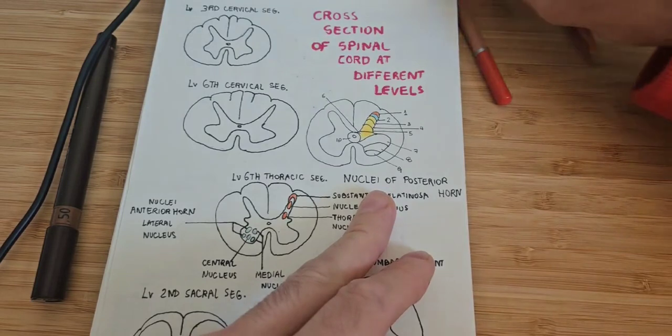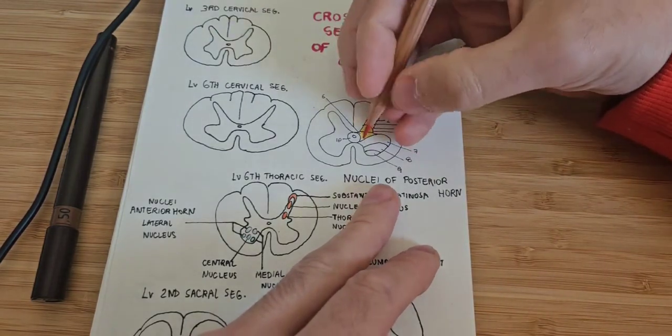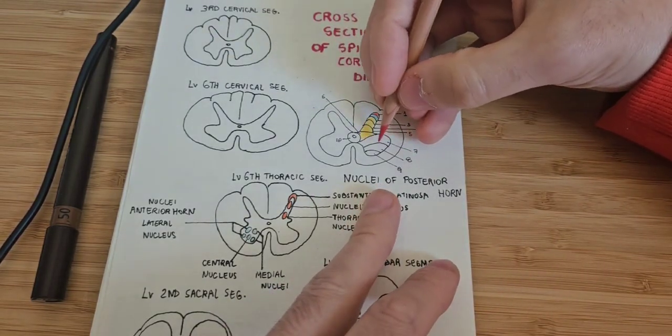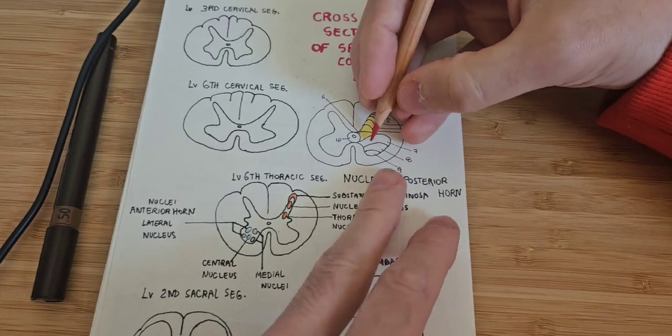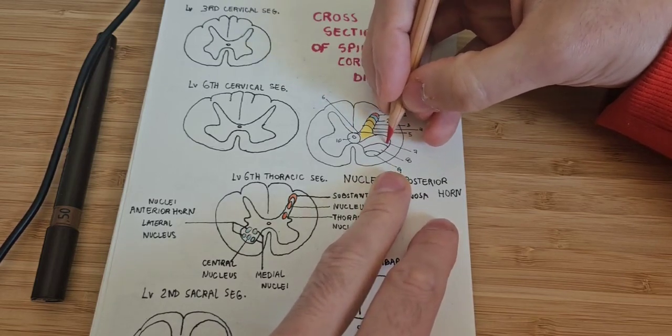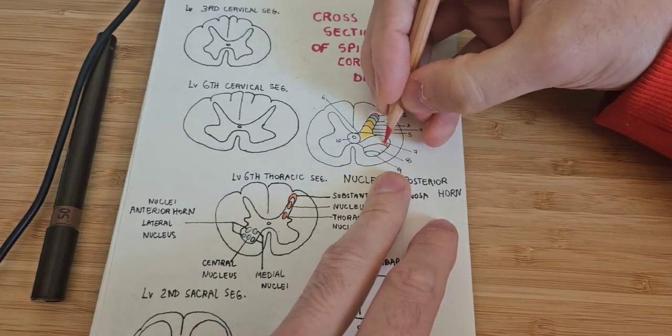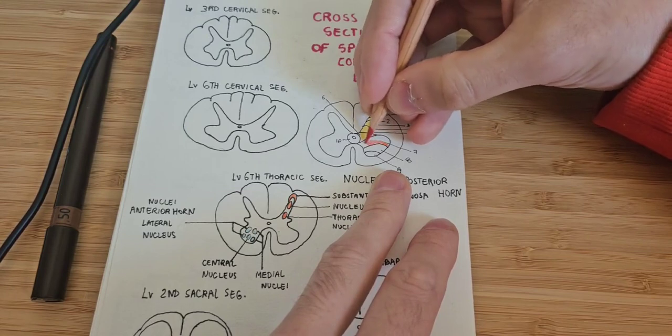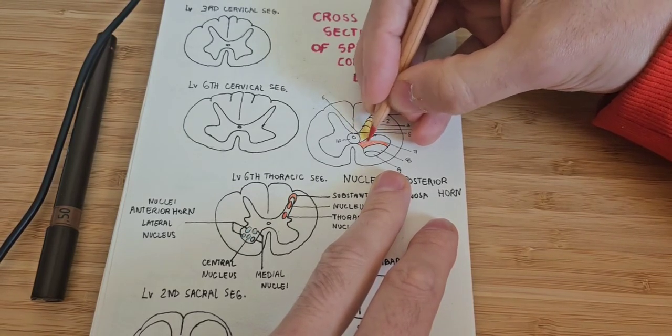Then we have the lamina 7, which contains motor neurons that will innervate the axial muscles. Okay, lamina 7.